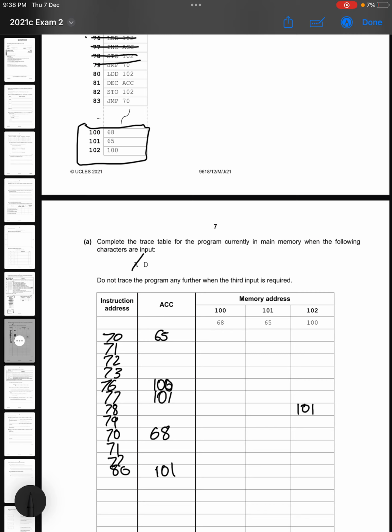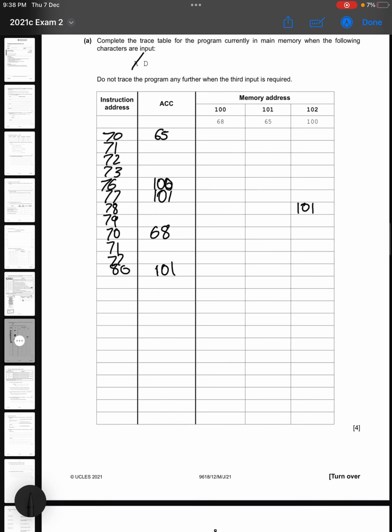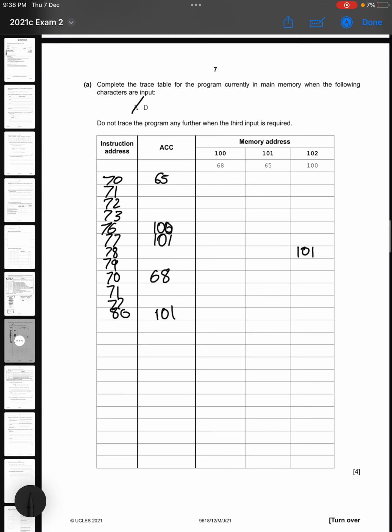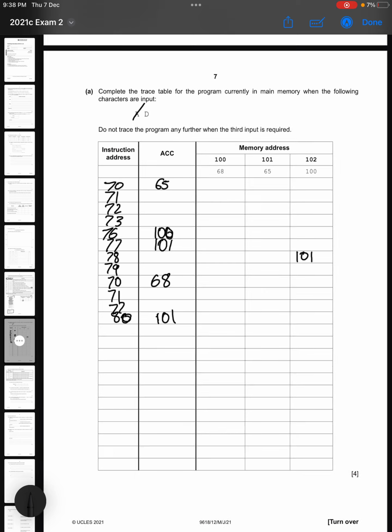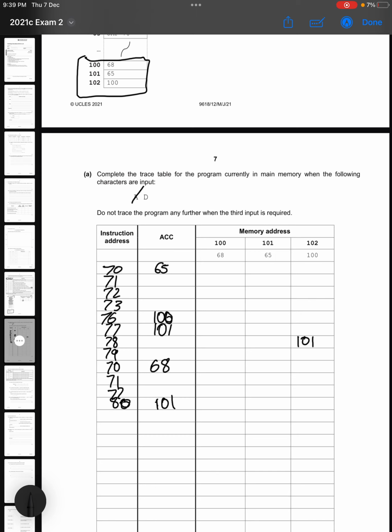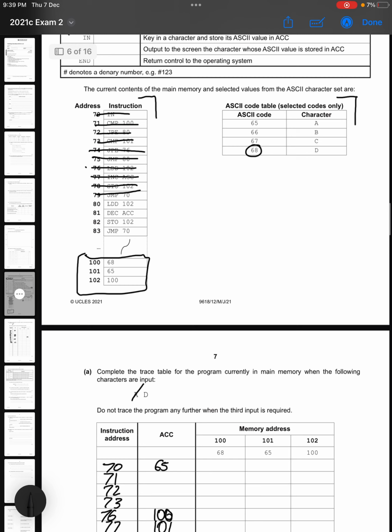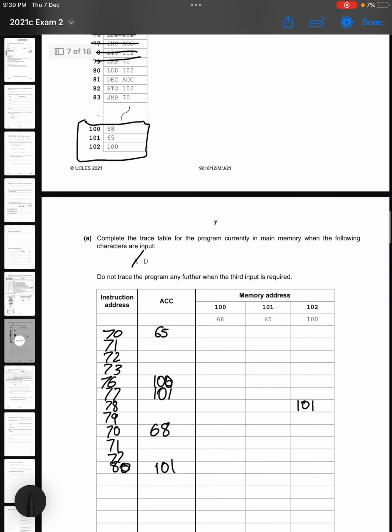Sorry, I got a bit confused there because I was looking at that table. So I should have looked at this table. So during these questions, simple mistakes can occur, like the one I've just made there. So always be careful and do not do what I do.